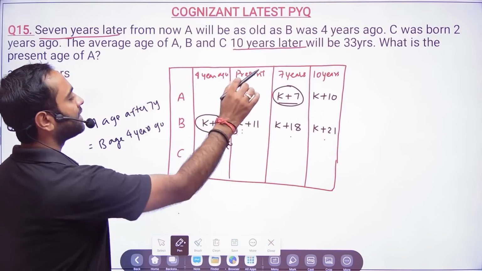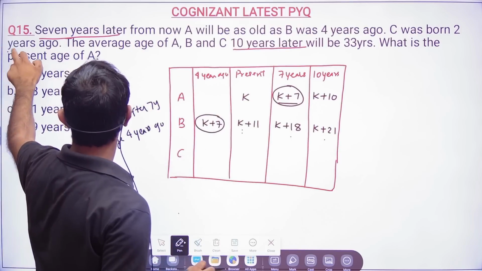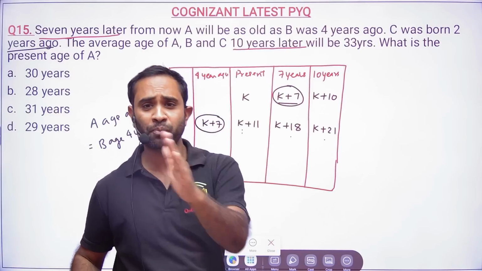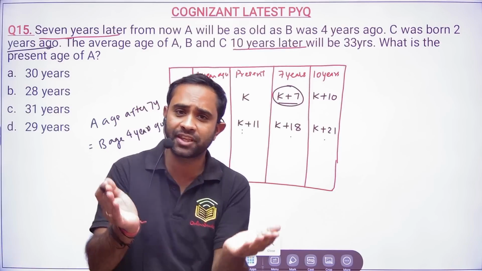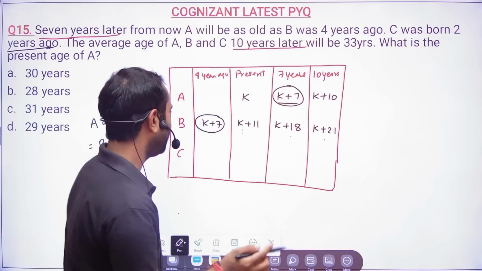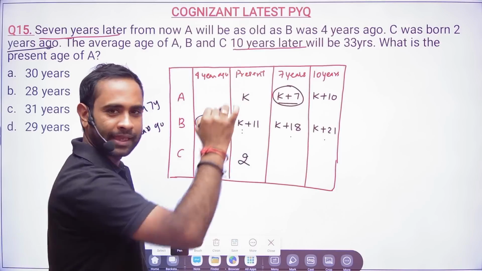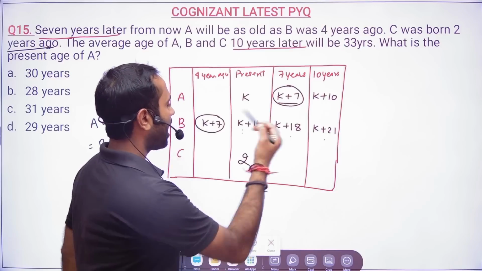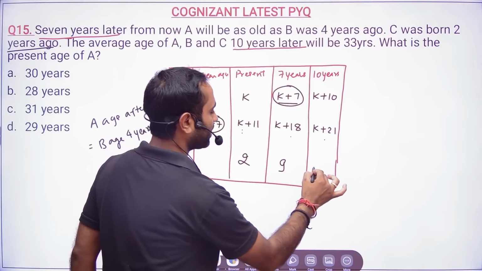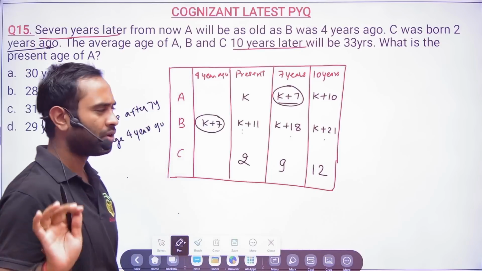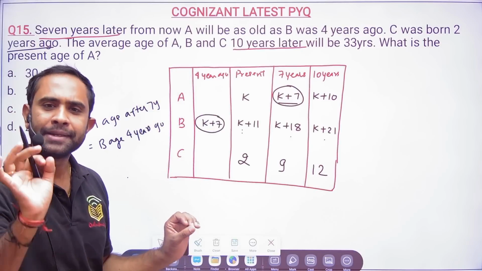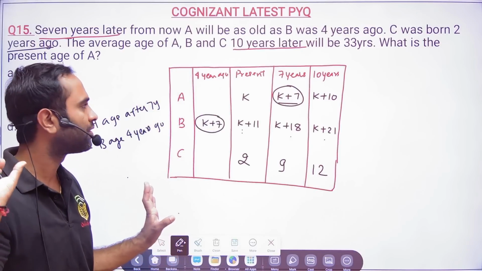Right? And then they are telling C was born 2 years ago. So what is the present age of C today? The present age of C is nothing but a kid only, 2 years. After 7 years, it will be 9. After 10 years, it will be 12. That's all. Once this table is done, 90% of your problem is solved.